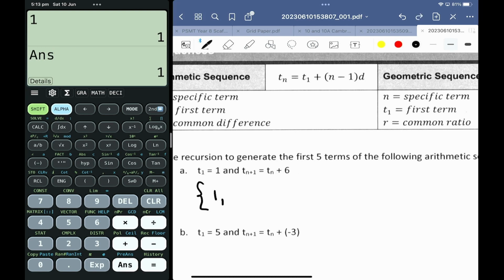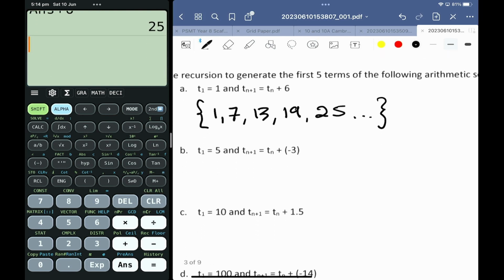I need to add on 6, plus 6. So that gives me 7 as my next term. I hit equals again. That gives me 13 for my next term. I hit equals again. 19 and 25. And I can stop there because it's only asked me for 5 terms. All right. Moving on to question B. Question B starts with a 5. It says there that the first term, T1, is 5. And it tells me that the amount I need to add on is -3.